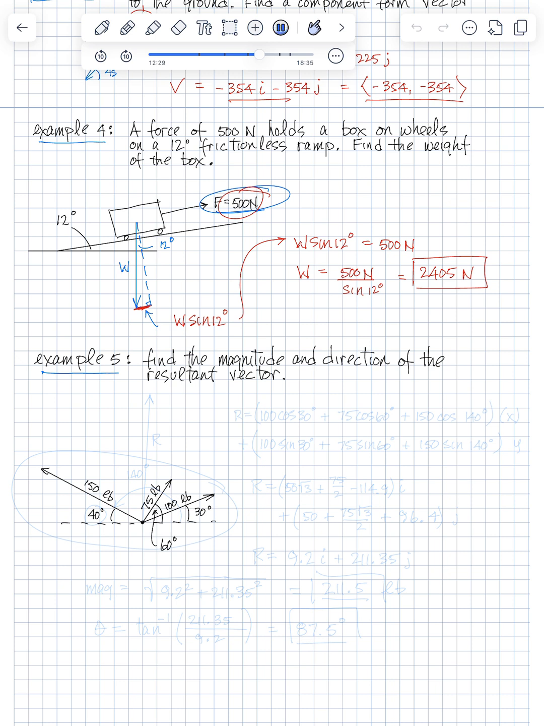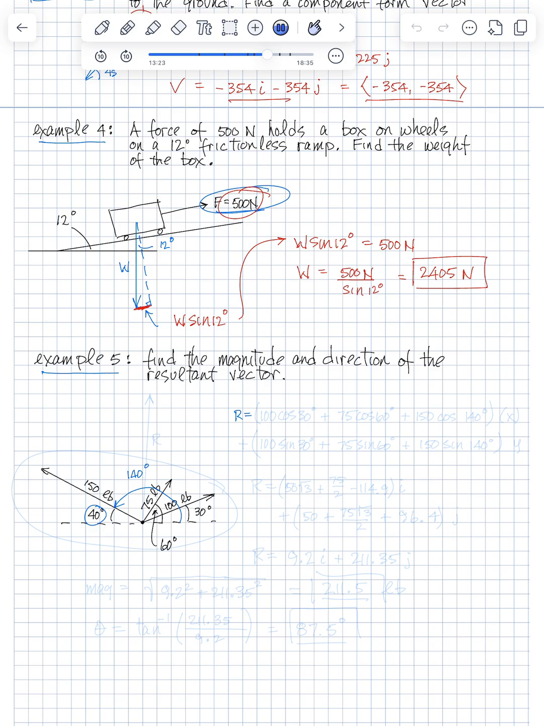And so what we're going to do is add up all the x components of these three vectors and then the y components of these three vectors. And again, remember, we're going to take all our angle measurements from the positive x-axis. There's only one of them that isn't labeled as such right now, and it's the 150 pound. We have this 40 degrees, so that means from the positive x-axis to here, that's 140 degrees. So that's what we're going to use for that angle. So let's go ahead and start. So the resultant is the sum of all the x components and the y components.